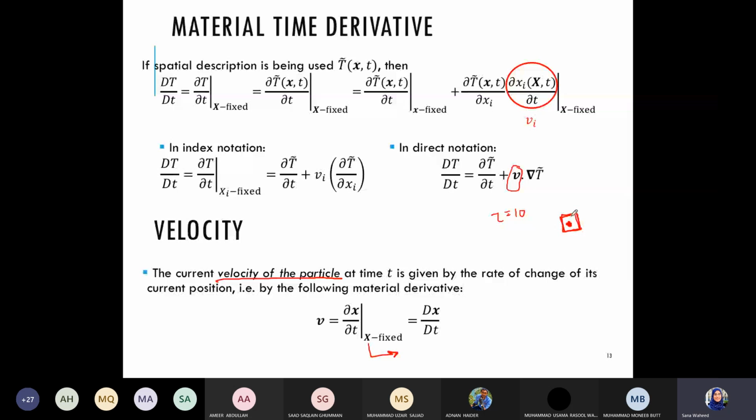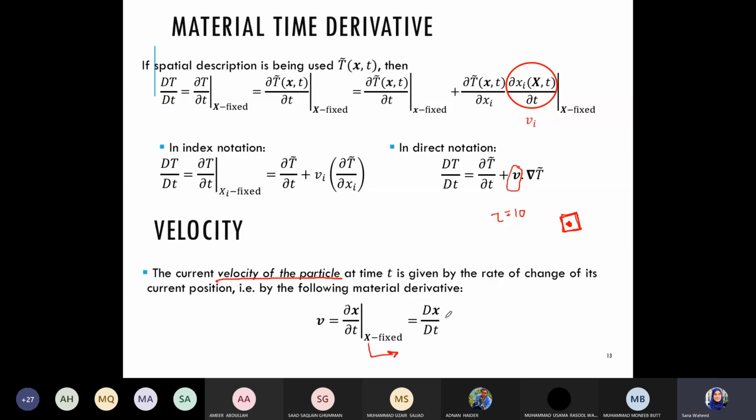So even if I try to say that I am looking at this point in space, I will be looking at some fixed particle whose velocity I am noting at that point. So that's why I was referring to it as just the rate of change of the current position of a particle. Hence it is this capital D by small x.